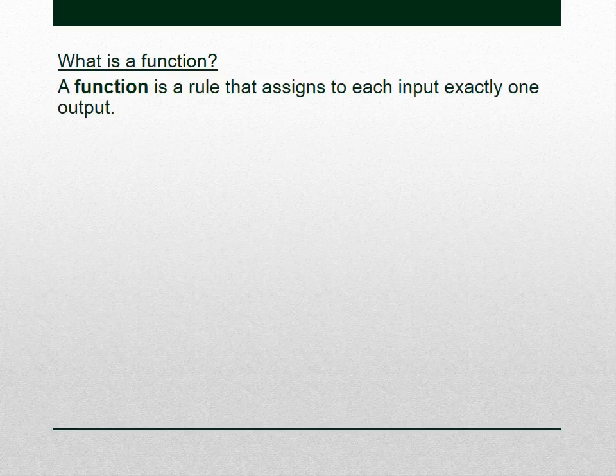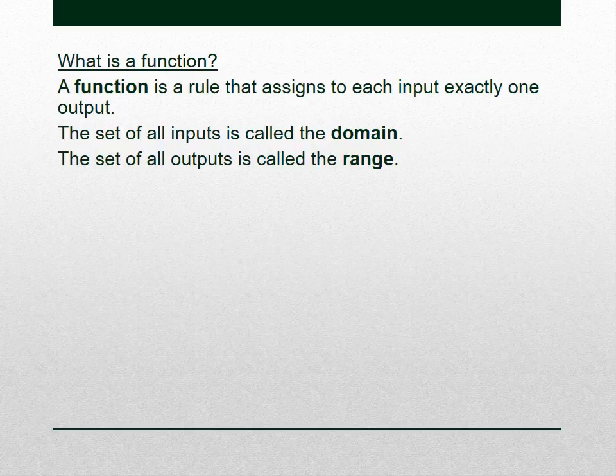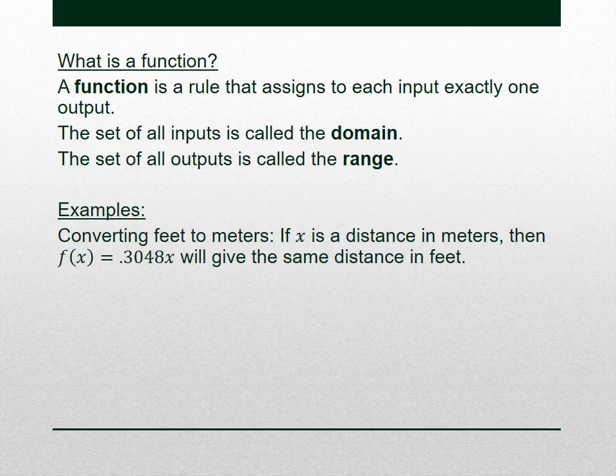A function is a rule that assigns to every input exactly one output. Everything that you can plug in is called the domain. So you plug things into the function from the domain. And since it's a function, it's going to spit out only one thing for everything that you plug in. All of the things that it spits out, all of the outputs, is called the range. So let's look at some examples of that.